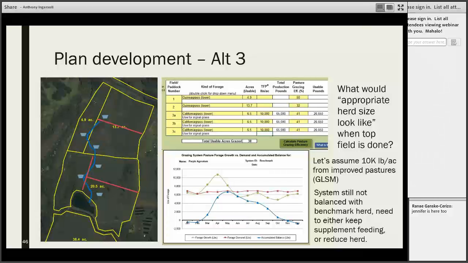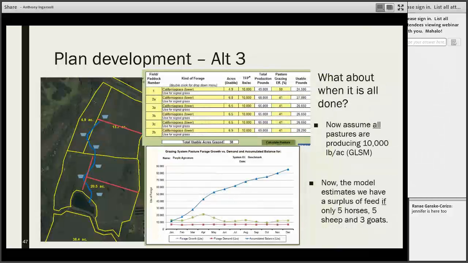We could estimate that kind of production on those acres, and we could look at comparing that with his benchmark herd of what he had, those five horses, 5 sheep, 3 goats. The system's not quite balanced, but it's really close. So he'd probably need to plan on some supplemental feeding, or if he can part with any of those animals, maybe he doesn't need those sheep and those goats, then that might change things as well. This would be good information to have in a discussion with him as we start to figure out how we can make this thing work.